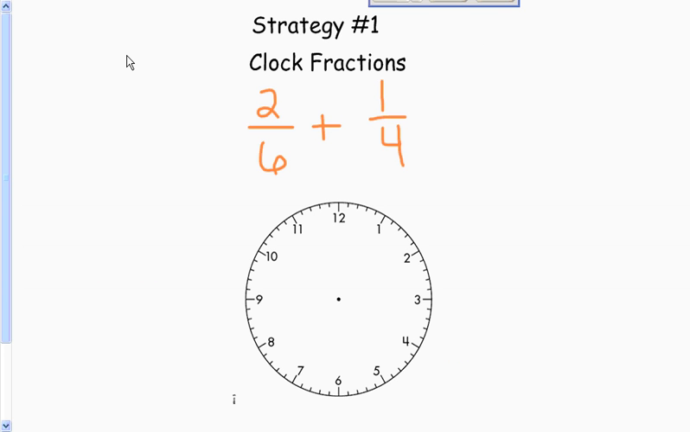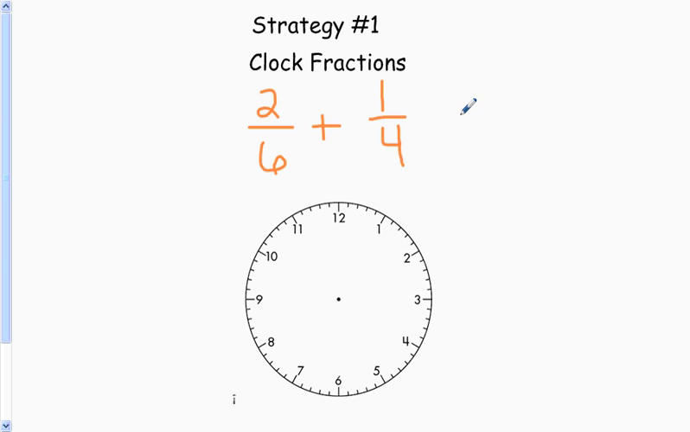The first strategy that I want to go over is clock fractions. We talked about how the clock in our classroom can be broken into different pieces, and some of those pieces include fourths and sixths. So the two fractions I have here for you are 2/6 and 1/4. Remember that you can look in your notebook to see how we broke those clocks up as a reference, and you can also look at the clock in our classroom. So the first fraction that I'm going to go ahead and show on the clock is 2/6. And if you remember, we don't have to start with the first fraction. We can start with whatever fraction we are most comfortable with. I'm going to go ahead and start with 2/6.